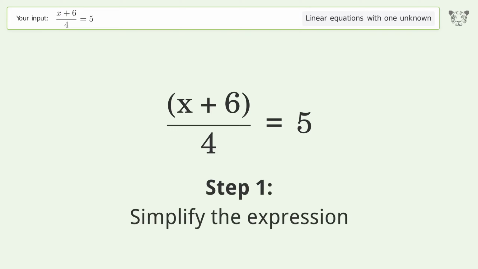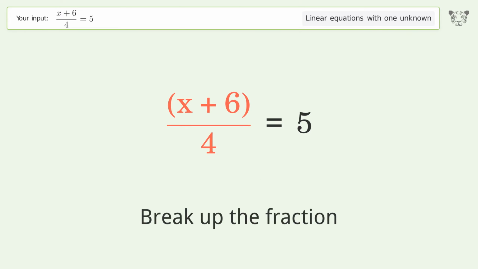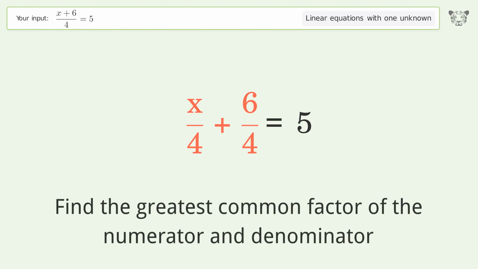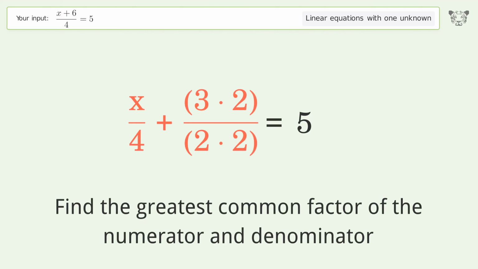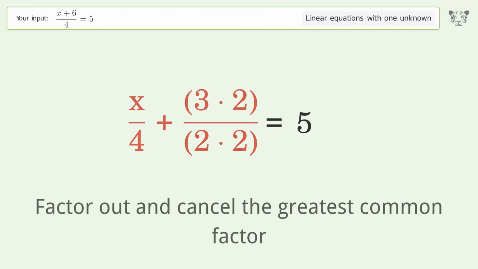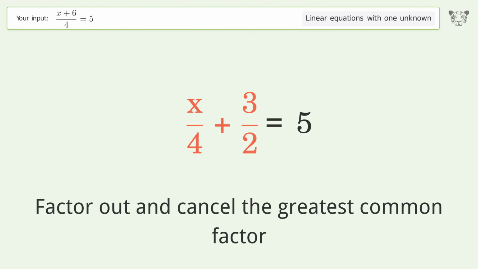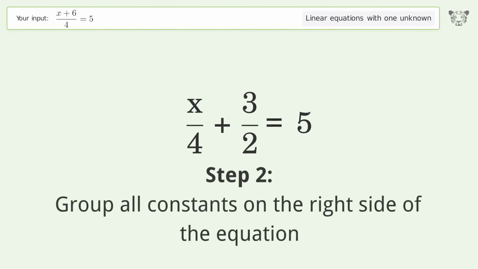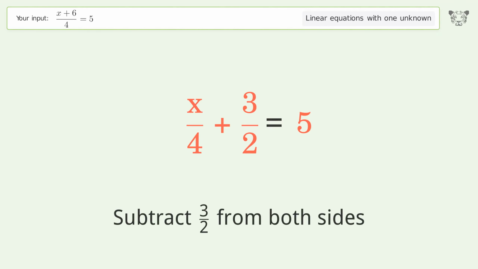Simplify the expression. Break up the fraction. Find the greatest common factor of the numerator and denominator. Factor out and cancel the greatest common factor. Group all constants on the right side of the equation. Subtract 3/2 from both sides.